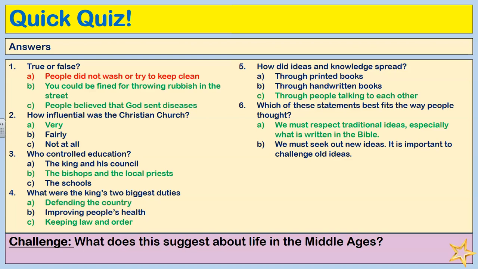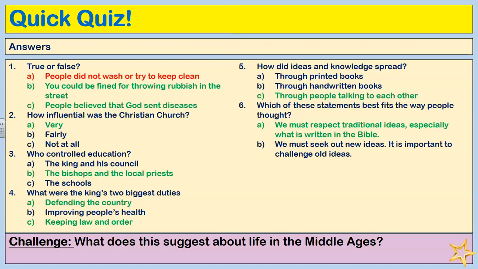Question number 5. Ideas and knowledge spread largely through people talking to each other. Now, the reason for this is because the vast majority of people during the Middle Ages could not read. Unless you were landed gentry, unless you were very posh, very well-to-do, it is unlikely that you could read or write. And question number 6, which of these statements best fits the way people thought, is A.